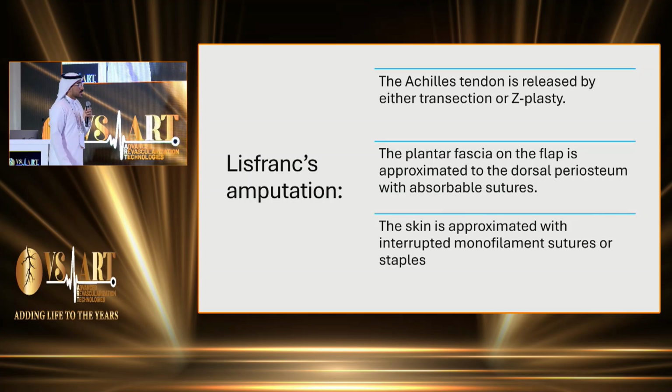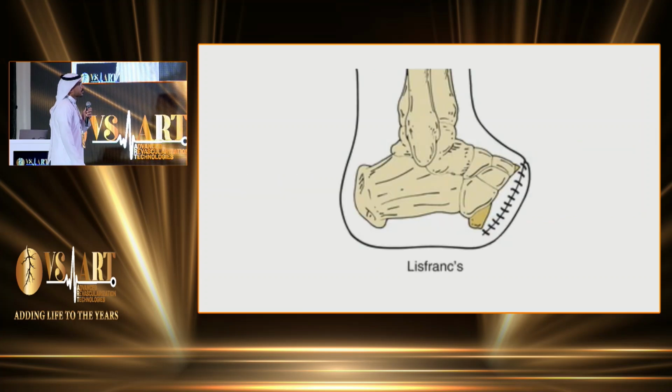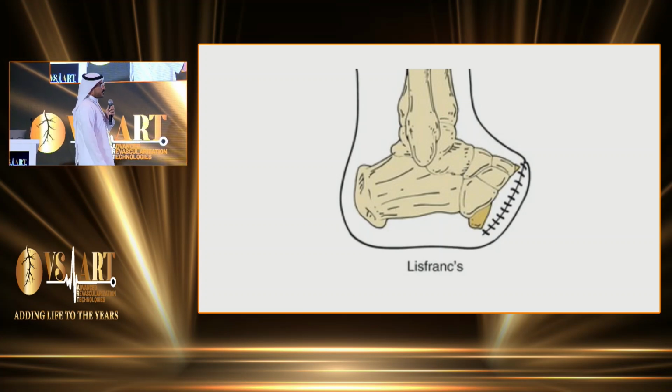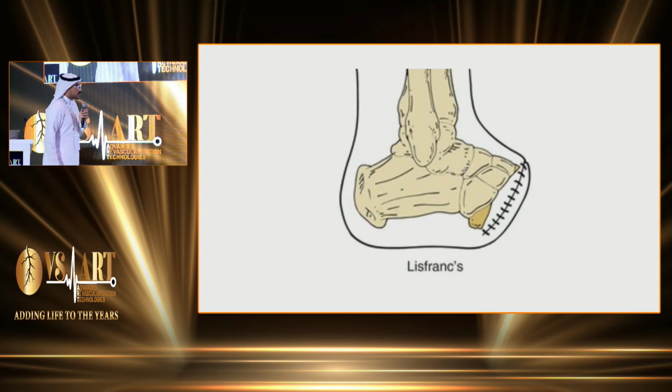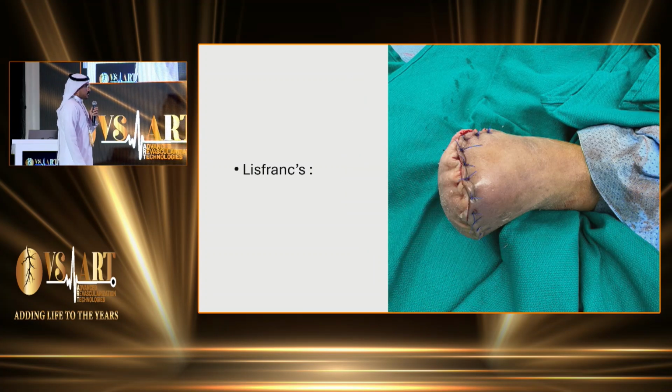The plantar fascia is sutured to the periosteum. The skin is approximated with interrupted monofilament suture or staples. So this is an example of Lisfranc. As we see, we preserve the base of the fifth metatarsal and part of the second metatarsal bone. So this is a picture of the Lisfranc procedure.